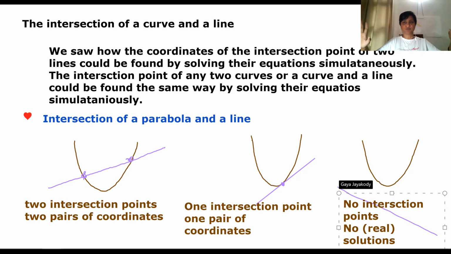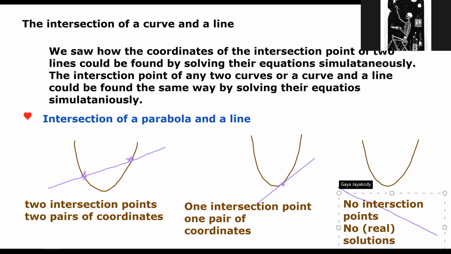How can you tell me, without completely solving, whether there are going to be two intersection points, one intersection point, or no intersection points? Who remembers this? We did this in quadratics. No? Shall I tell them?